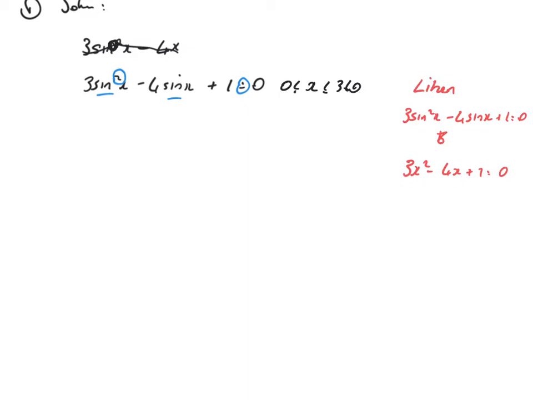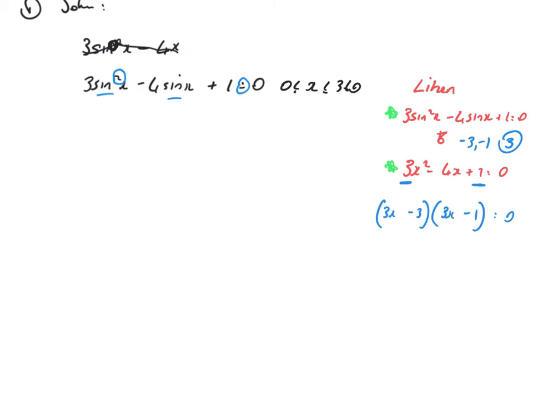So if we can get this bit factorised, I think it's going to be fairly easy to transform. Okay, so that's a bit of National 5 work. So 3 times 1 is 3. Two numbers that multiply to give 3 and add together to give minus 4 are minus 3 and minus 1. Minus 3 times minus 1 is plus 3, and minus 3 minus 1 is minus 4. So I'm going to generate a pair of brackets: minus 3, minus 1. Drop 3x into here, drop 3x into here.